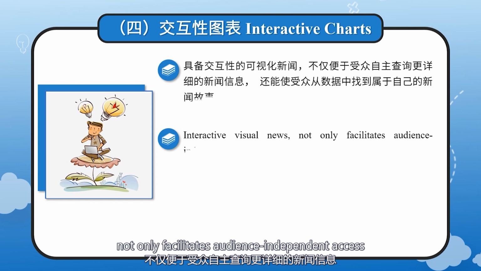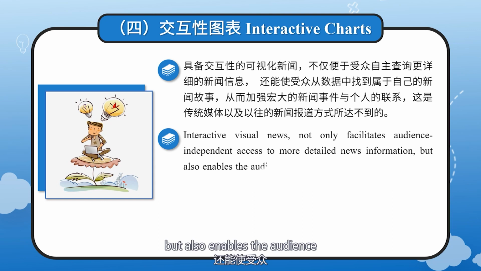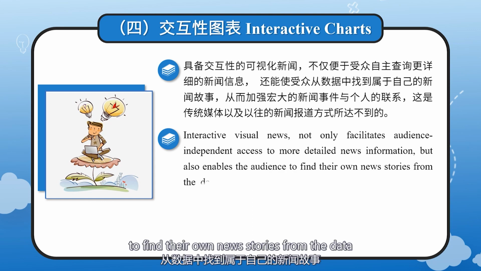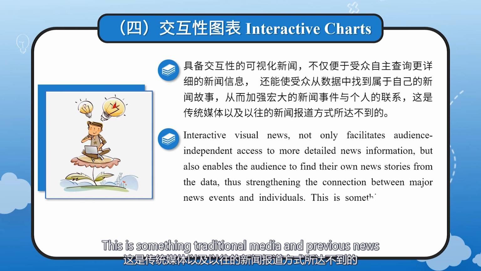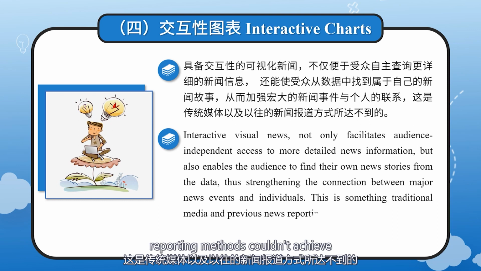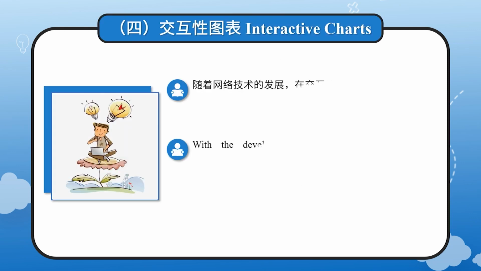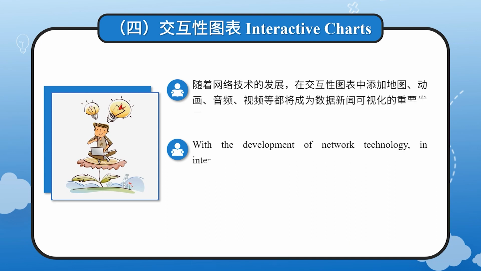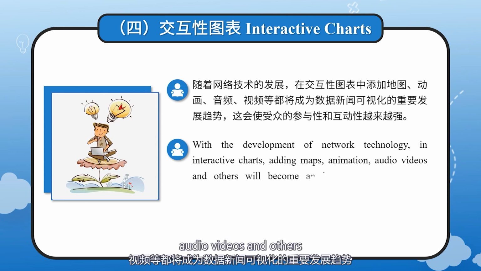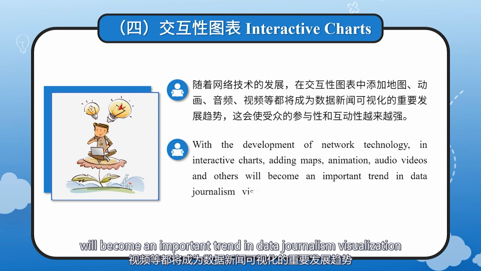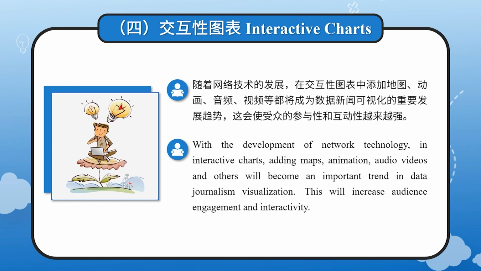Interactive visual news not only facilitates audience-independent access to more detailed news information, but also enables the audience to find their own news stories from the data, thus strengthening the connection between major news events and individuals. This is something traditional media and previous news reporting method couldn't achieve. With the development of network technology in interactive charts, adding maps, animation, audio, videos, and others will become an important trend in data journalism visualization. This will increase audience engagement and interactivity.